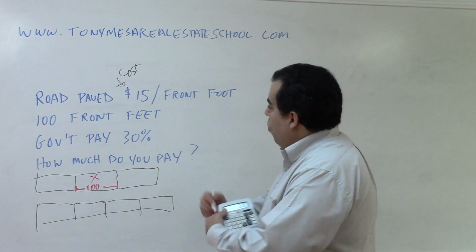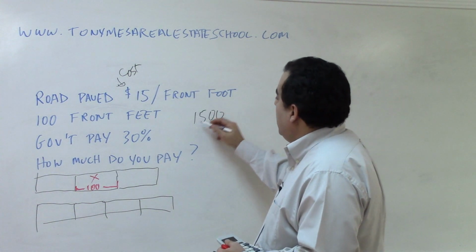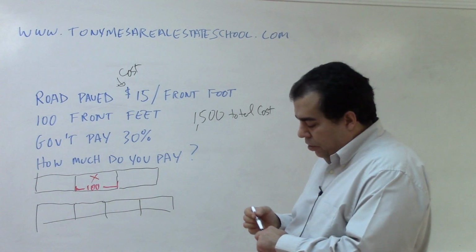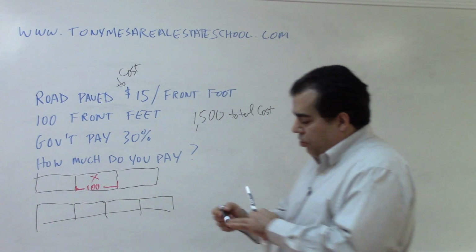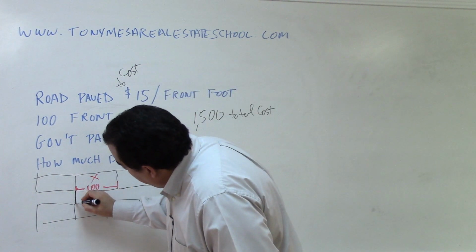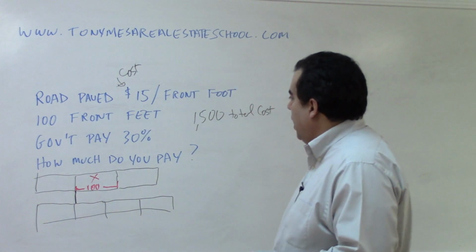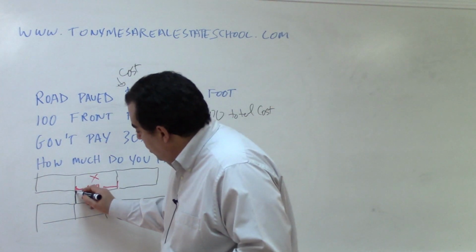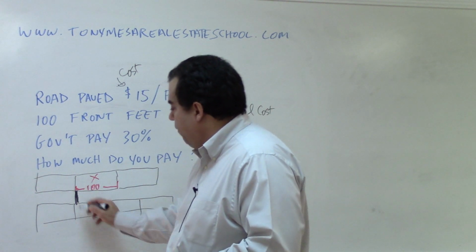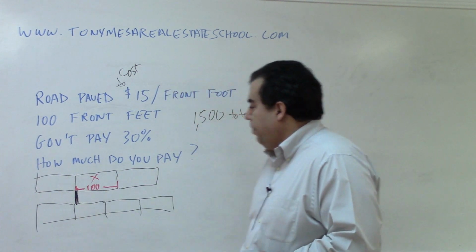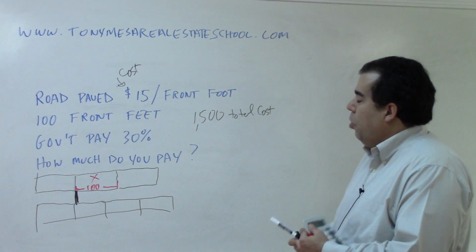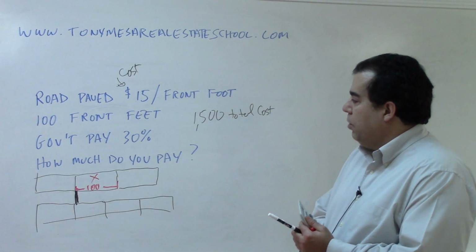That gives us 1,500. That would be the total cost. Now let me take a step back. What they're saying is that it's not per square foot. This is one front foot right here, and that's going to be $15 to pave. This is the next front foot right there, that's another $15 to pave. Then the next front foot, another $15 to pave. That's the way that they usually give you this, right? So you have a total cost of $1,500.